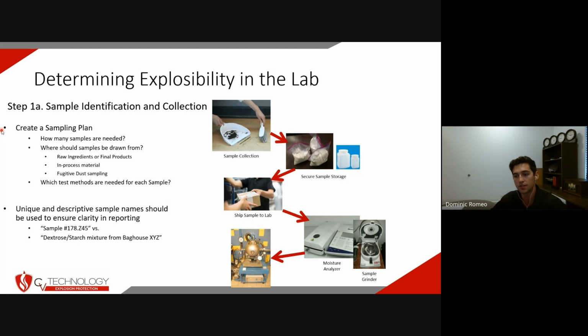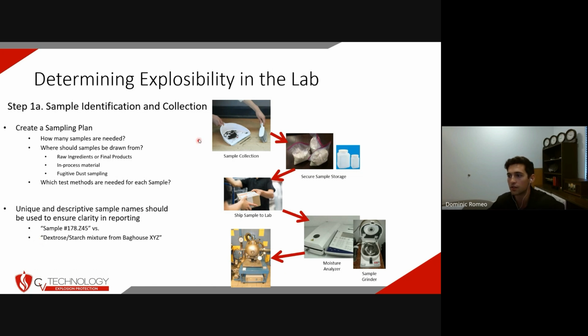And then it's also important to use descriptive sample names. So if you just label it sample 178-Z45, you're really not going to know what that dust is. You want a more descriptive name like starch mixture from baghouse 1, for example. You want to know exactly where this dust came from when you go to protect it.